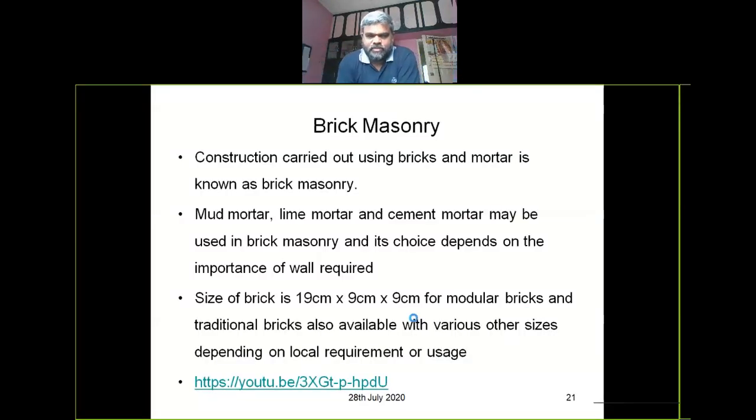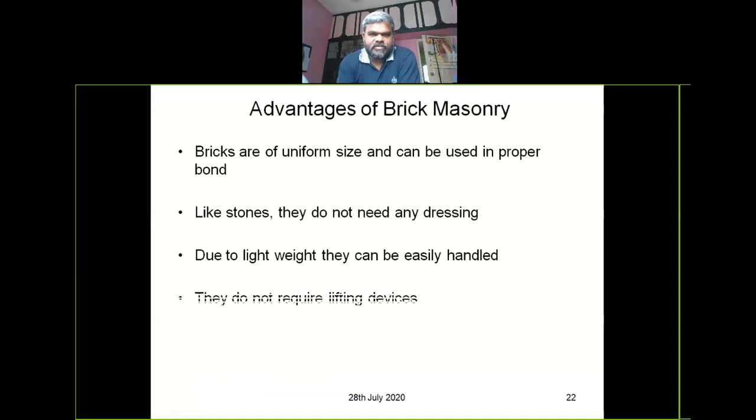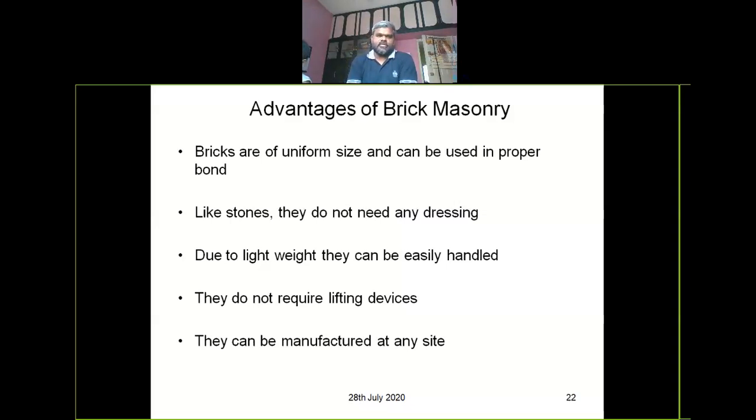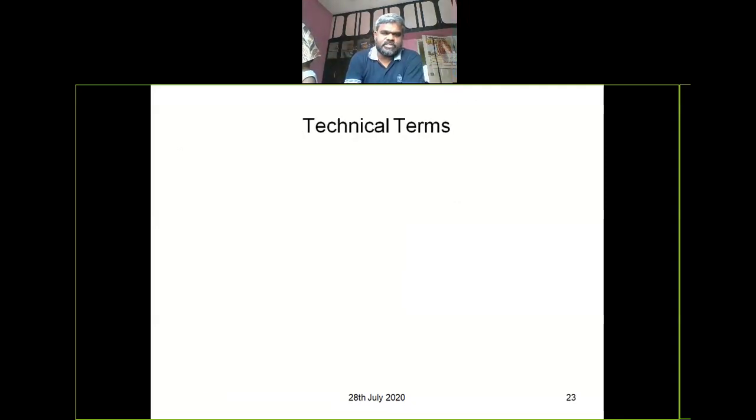That is what was explained about brick masonry. Next, advantages of brick masonry. Bricks are of uniform size and can be used in proper bond. Unlike stones, they do not need any dressing, and stones are not of uniform sizes either. Due to their light weight, bricks can be easily handled. They do not require lifting devices. They can be manufactured at any site, so transportation is also very easy.